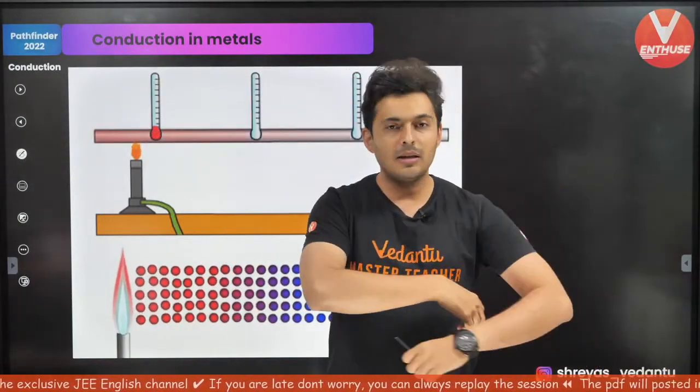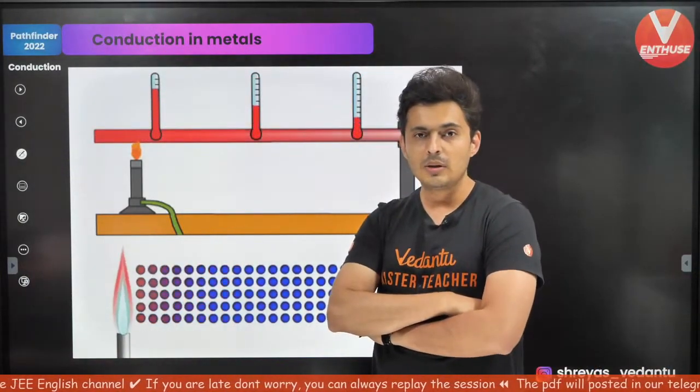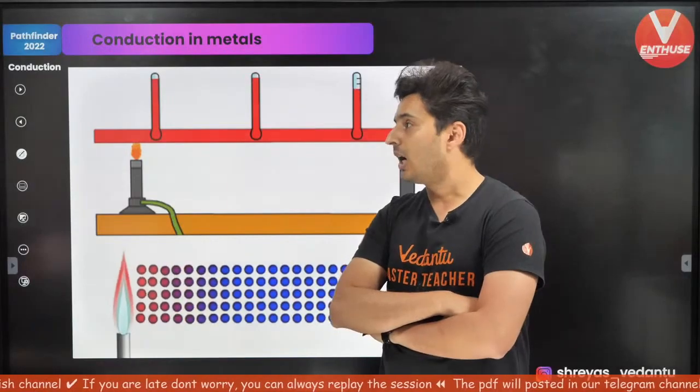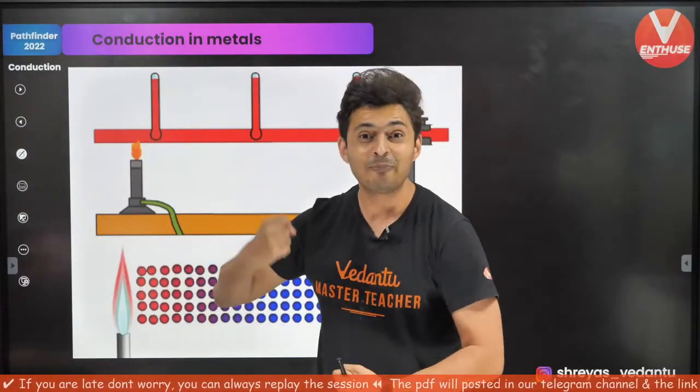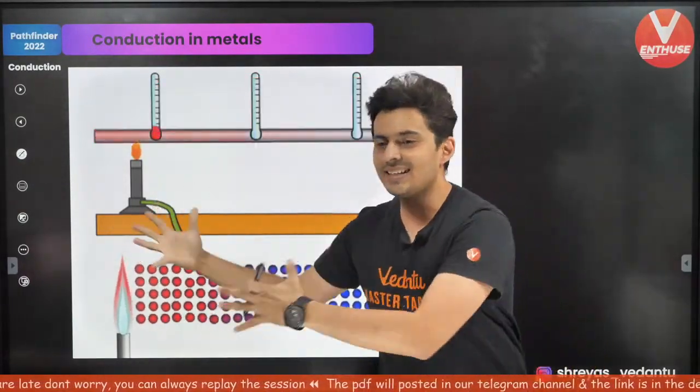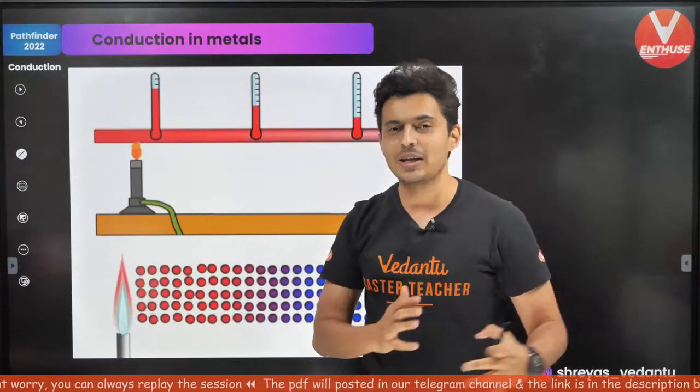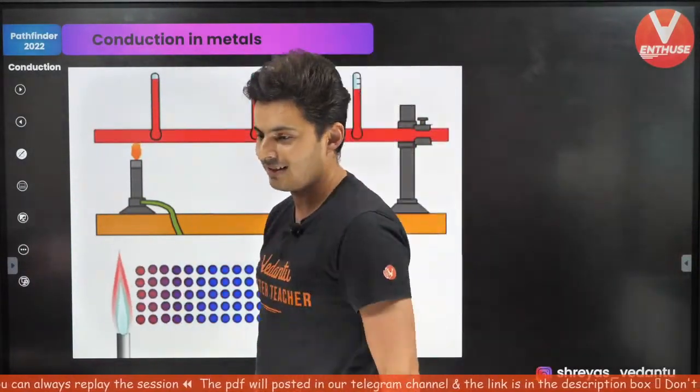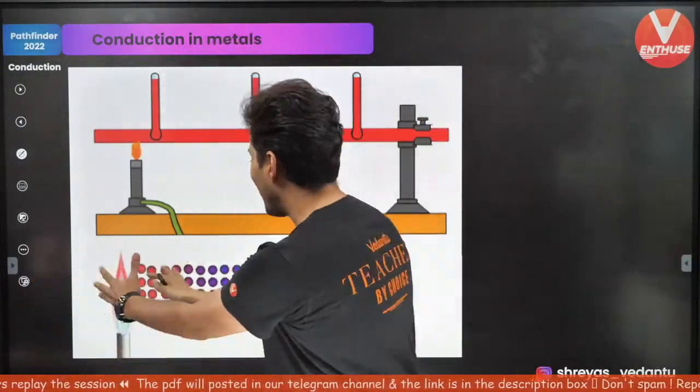Then the molecules beside them, which are like, okay, what do we do now? They look at this, okay, we need to dance. So they also start dancing, they also become energetic. And that's how the energy flows from one side to the other side. I hope this is clear. Yes, this is what happens in conduction.